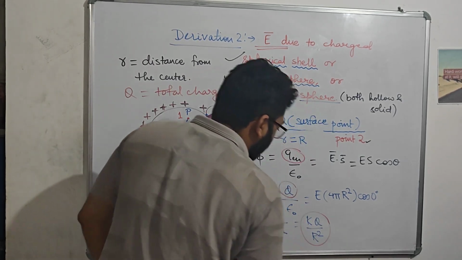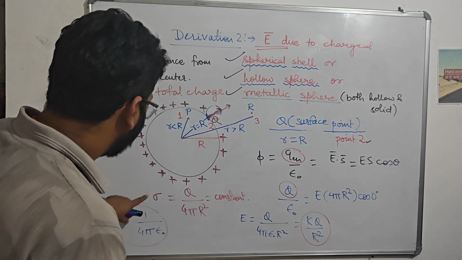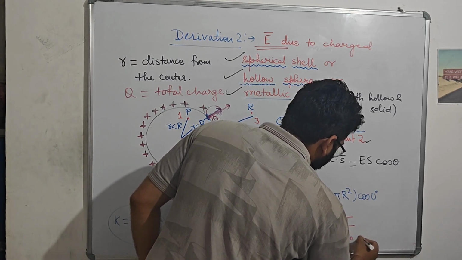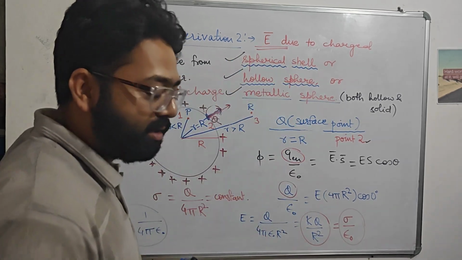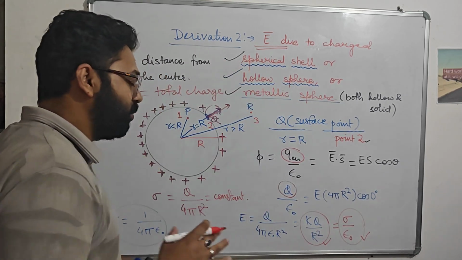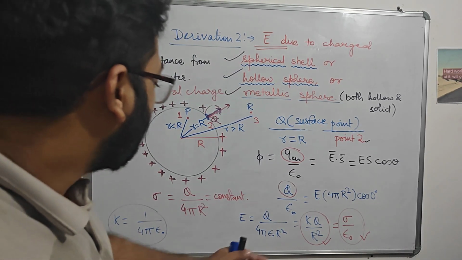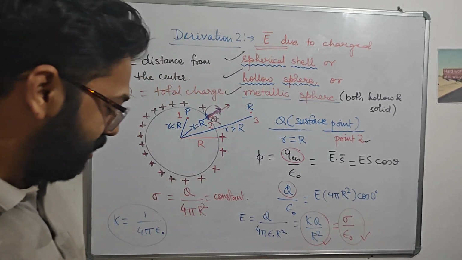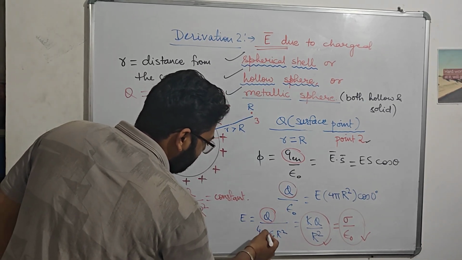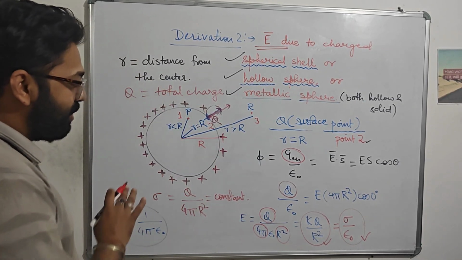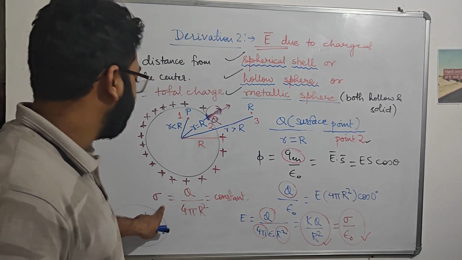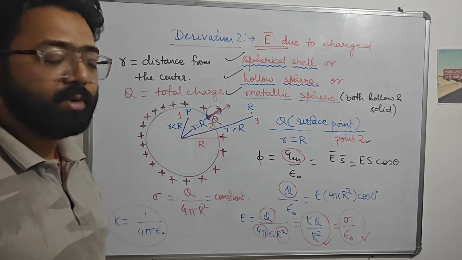Remember this formula, and this formula can also be converted in terms of sigma. So in that case the formula comes as sigma by epsilon naught. You can remember both the formulas. You have to remember both the formulas. Okay, how this one got converted to this, I'll explain to you. So this upon this is written as sigma. So it becomes sigma by epsilon naught.